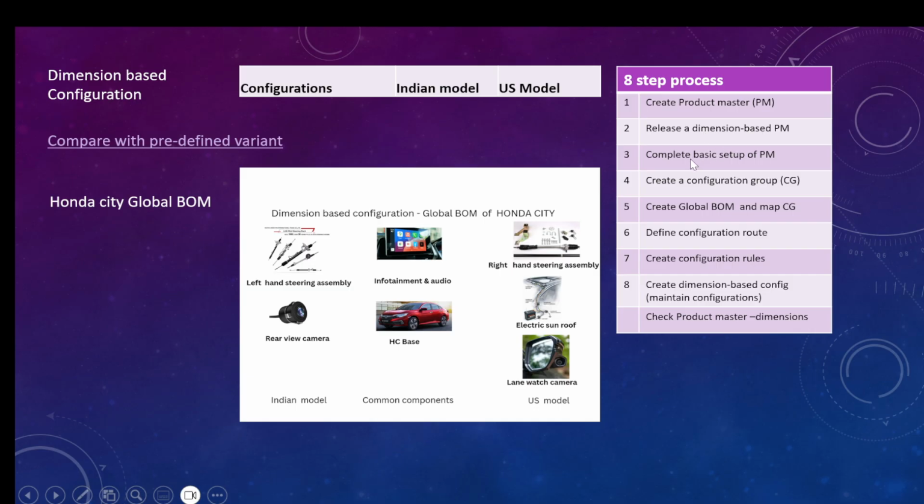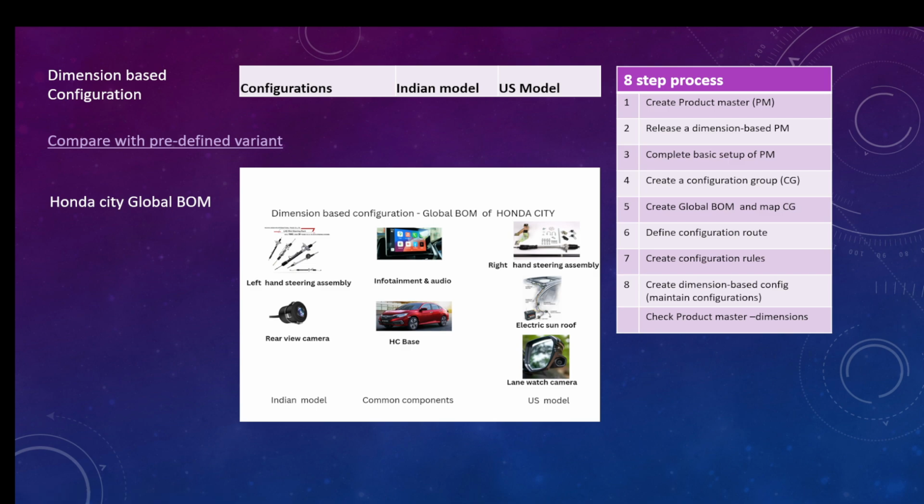And then the third step is to complete the basic configurations of your product master. What are the basic steps? I need to assign the unit of measurements, item group, item model group, things like that. And then I need to create a configuration group. The next part is I need to create a global BOM and map the configuration group in my global BOM page. So this is a global BOM I will be creating, and then I need to create a configuration group.